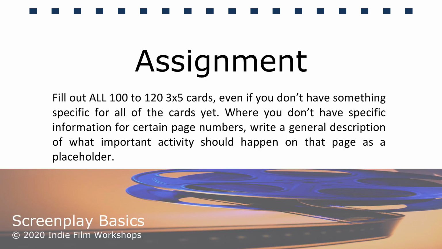Now I'm going to end this lecture here. Take a few minutes or so, maybe even a few days, and fill out all the rest of your 3x5 cards. Even if you don't have something specific for all 120 pages, fill in the blank pages with a generic piece of information like the main character discovers the accused person, or we learn about the main character's past indiscretion. Anything like that, just to give you a general hint. You don't have to know the details on every card at this point. You just need information on every card that drives the story forward, revealing some piece of action or information that tells the audience something new about your character that relates to advancing your plot.